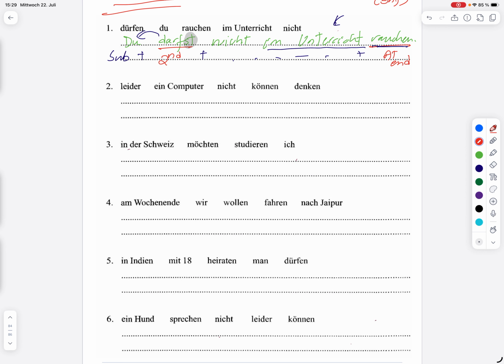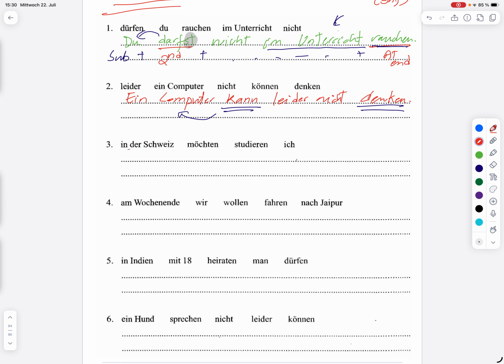Okay, let's go. Second: leider, ein Computer, nicht, können, denken, right? So it will be: Ein Computer kann leider nicht denken, right? So again, we have kann conjugated with Computer, right? And then we have the infinitive verb at the end and everything else in between. So this is the structure, and kann is at the second position, right?